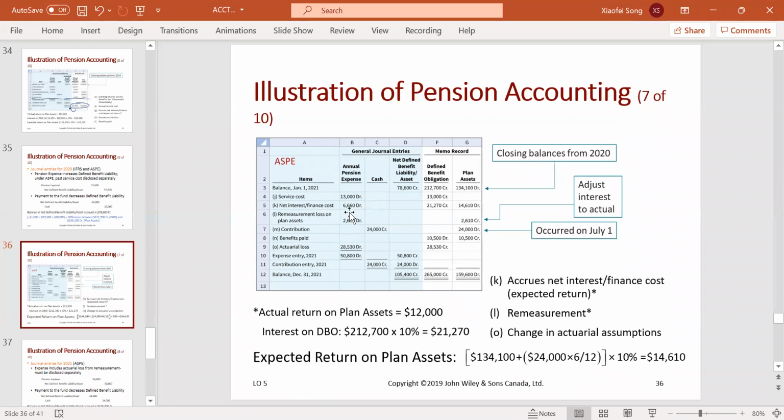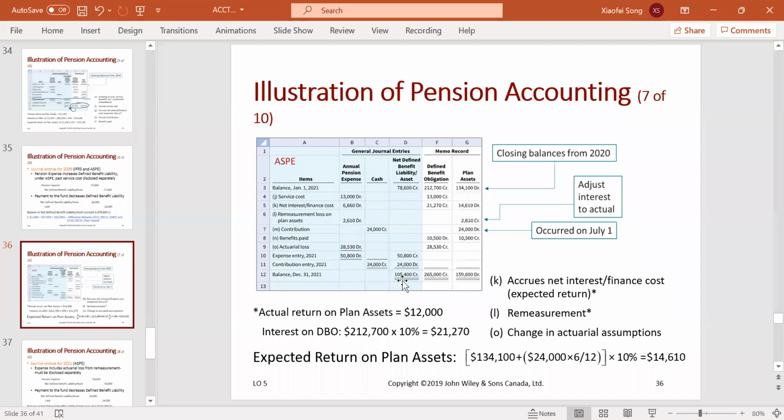So the interest expense is higher than the expected return. The net of the two, 6,660, is added to pension expense. I think net interest is added to pension expense. So the journal entry is debit pension expense 6,660, debit plan assets 14,610, and credit defined benefit obligation 21,270. Okay.